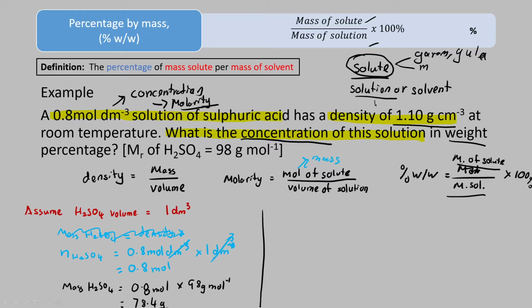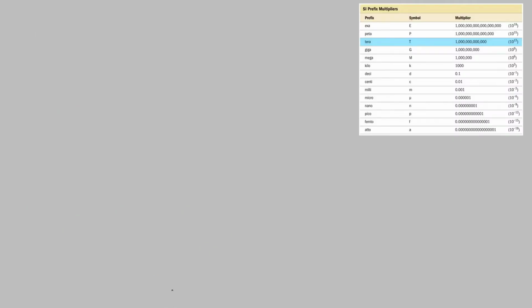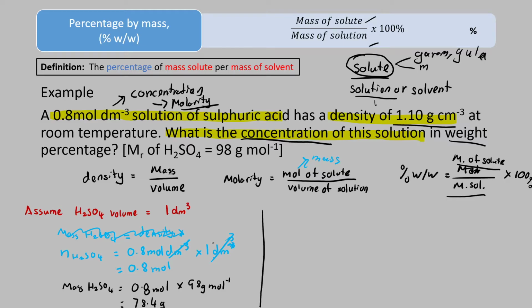Okay, so now kita dah dapat mass of H2SO4, which is the solute. Kita dah dapat this, so we can check this. So now kita nak cari mass of solvent. So macam mana lah pula nak cari mass of solvent? So kita dah assume tadi dia punya H2SO4 ni, kita assume dia adalah 1 dm cube, which is equivalent of 1 liter lah. So from this, kita gunalah pula density dia, density yang dia bagi tu.